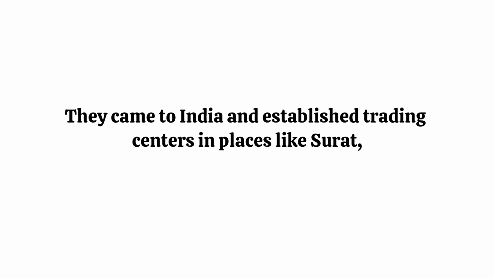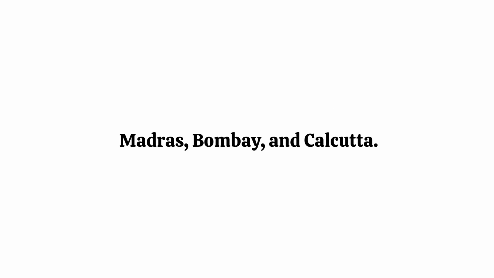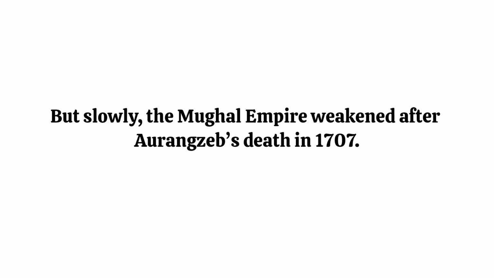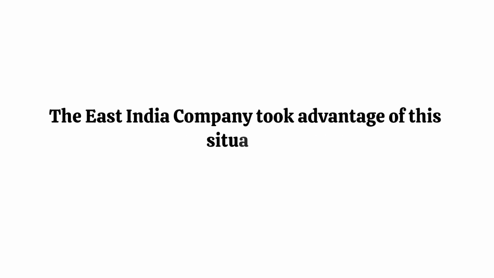They came to India and established trading centers in places like Surat, Madras, Bombay, and Calcutta. Initially, they had no political power. India was ruled by powerful empires like the Mughals. But slowly, the Mughal Empire weakened after Aurangzeb's death in 1707. This created political instability. The East India Company took advantage of this situation.